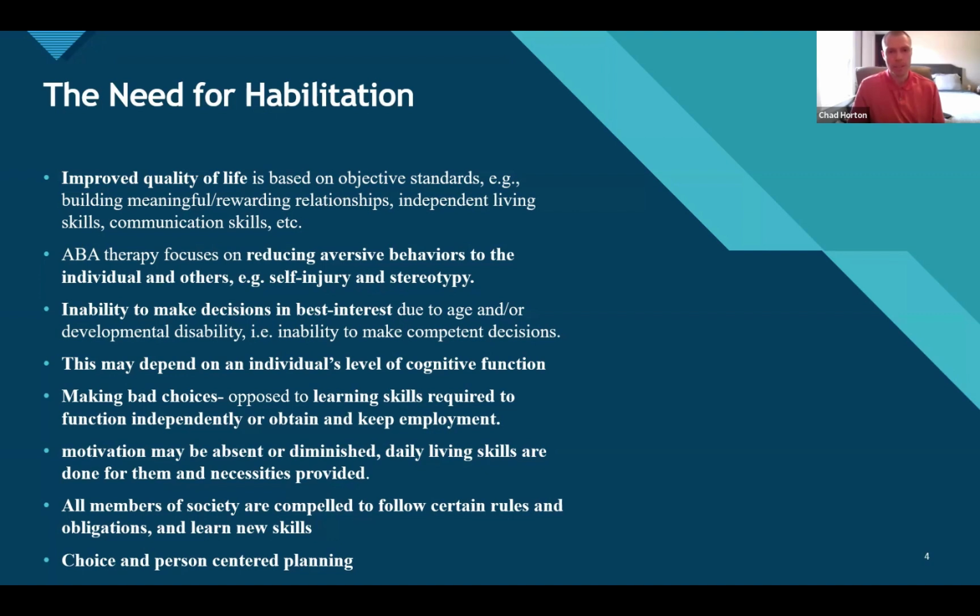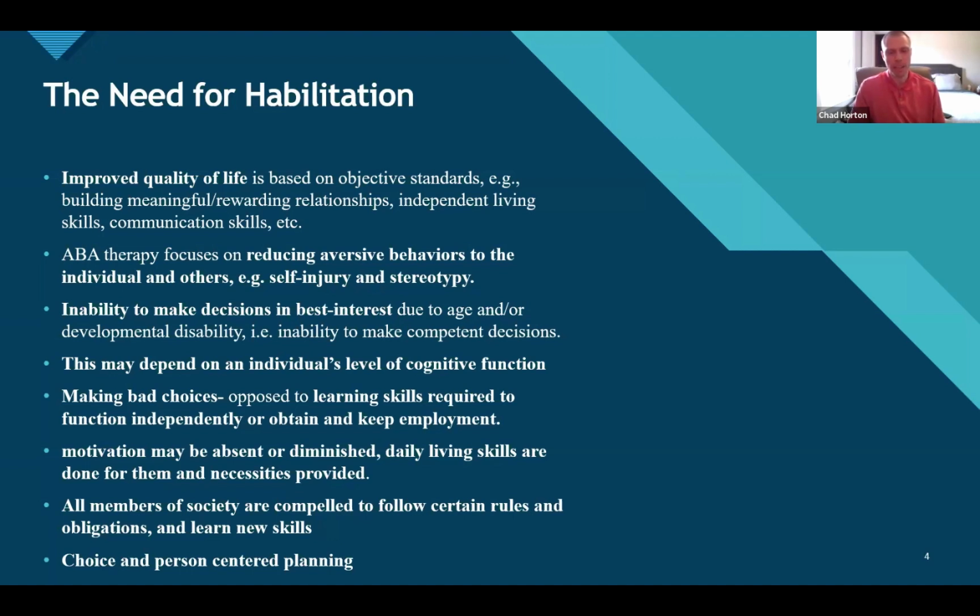So thinking about things like self-injury and stereotypy. And then there also may be the inability or limited capacity to make decisions that are in the best interest of the individual. So if their decision-making capacity is severely restricted or severely affected, that could be an issue.